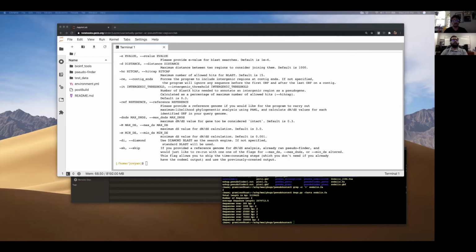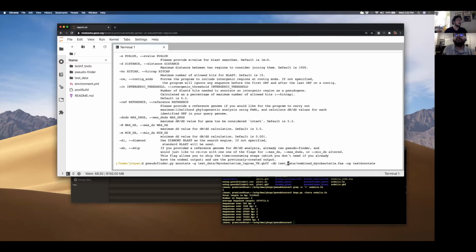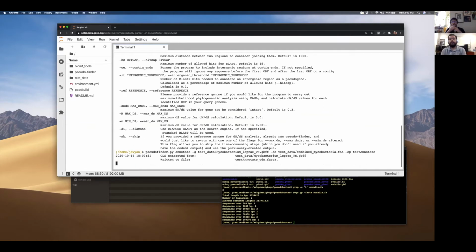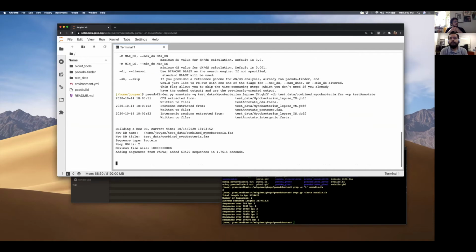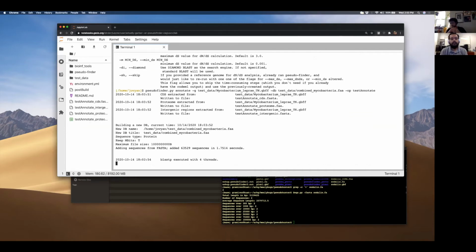So just copy and paste from the walkthrough on my GitHub. We're going to give it the Mycobacterium leprae as the genome of interest. The database is going to be the Mycobacteria, and we're going to set the out prefix to test annotate. Enter. Okay, so it's running blast.